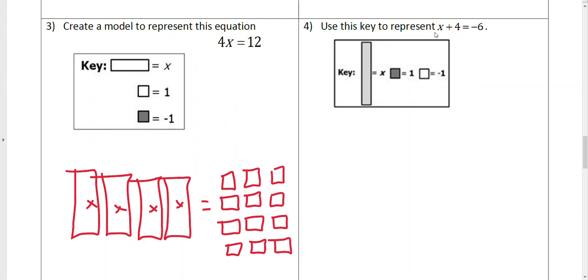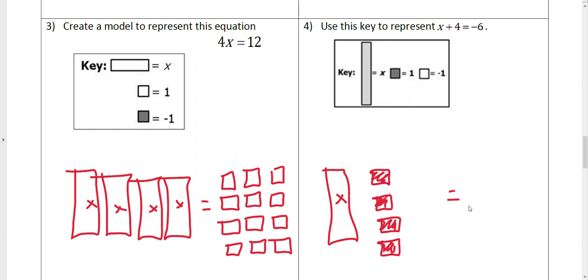And again, I have to represent this one. So I know I have only one x, so I have x plus 4, so it'd be 4 positives, so they have to be shaded. See how they're positive? The shaded ones are positive. And that's equal to negative 6, and the negatives are the unshaded ones. So that's what this one would look like.